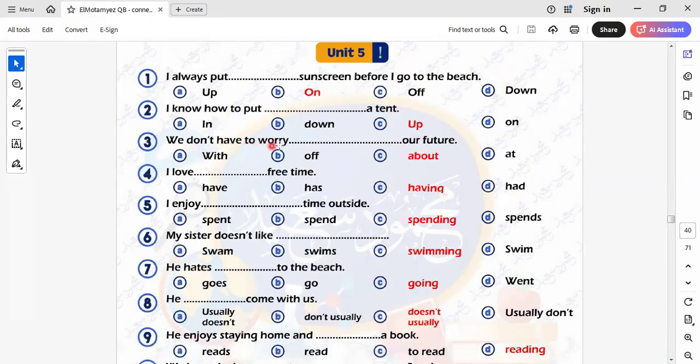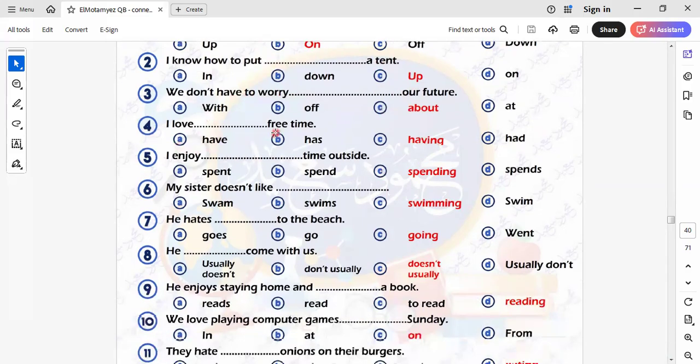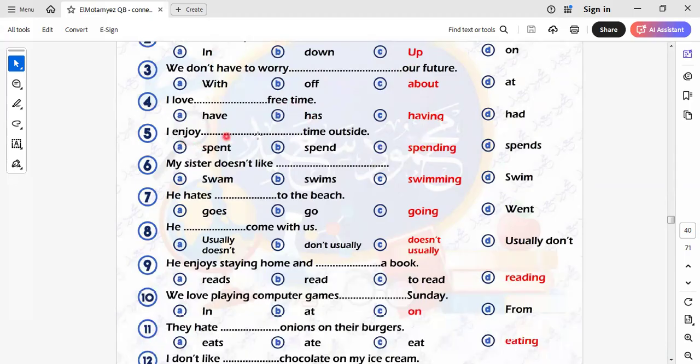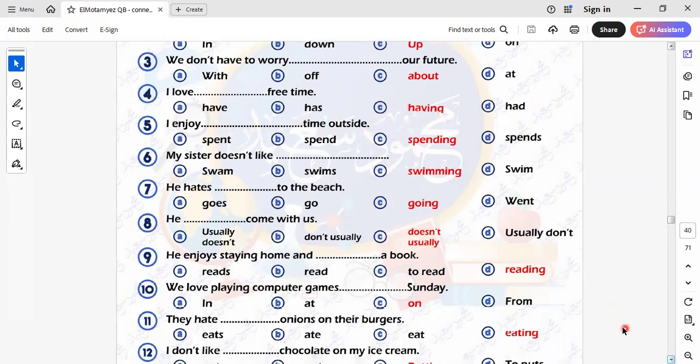I don't have to worry about it. I love having free time. I love having, clever pupils. I enjoy spending. Why enjoy spending and love having? Because, as we know from the lesson, we have some verbs that take the ing form. I will revise these verbs with you.